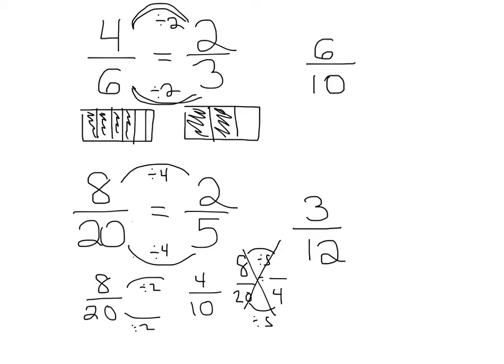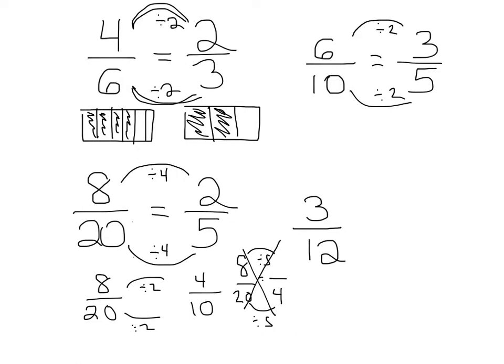So let's look at the upper right. We have 6/10. I want to make a fraction that's equivalent to 6/10. So I have to divide by a number that divides evenly into 6 and 10. The only number I can choose is 2. It's the only number that divides evenly into 6 and 10. So 6 divided by 2 is 3. 10 divided by 2 is 5. 6/10 is equivalent to 3/5.